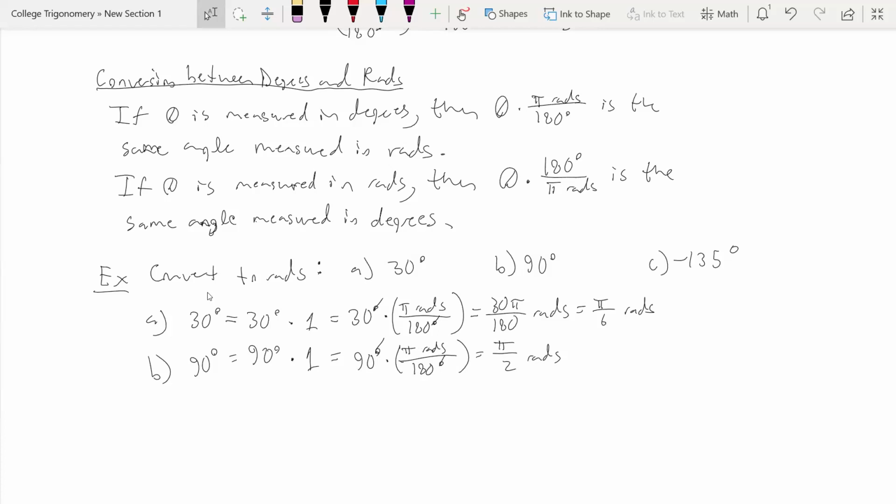Now we'll do negative 135 degrees. Am I going too fast? Yeah. All right, I'll slow it down a little bit. If you have any questions, just stop me in whatever I'm doing. I'm happy to answer questions.